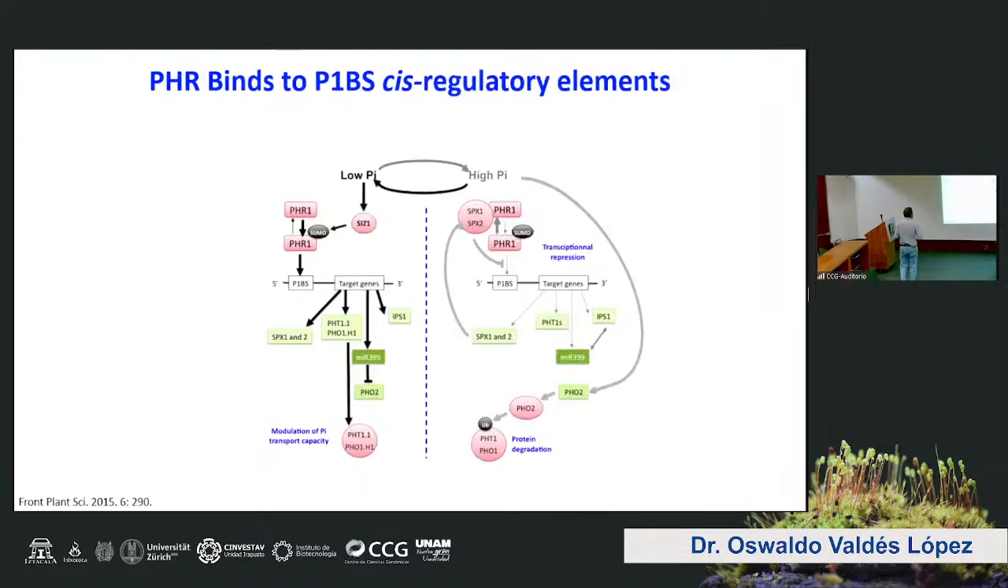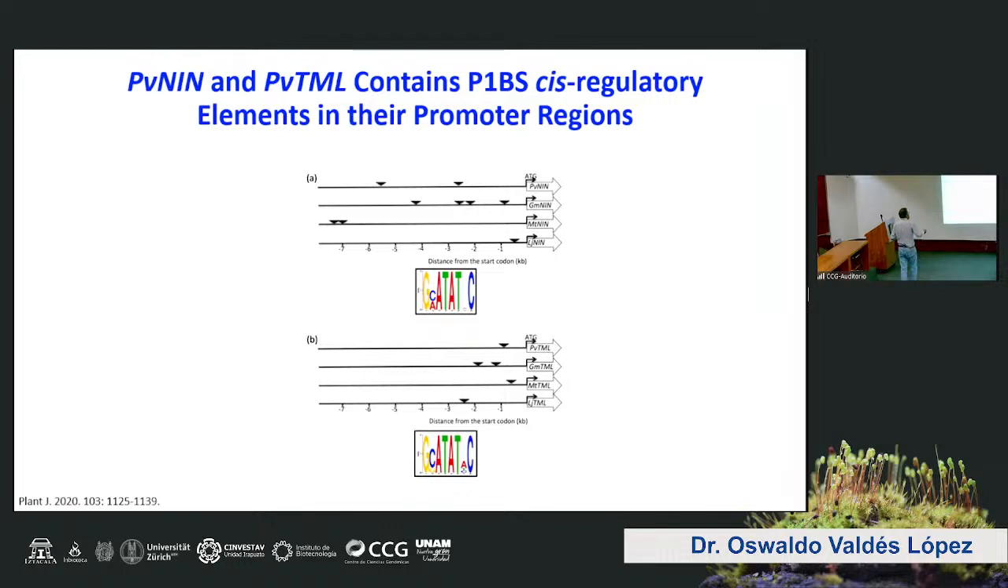So as I mentioned before, PHR binds to P1BS cis regulatory elements. And if we are observing that these symbiotic genes have a response to phosphate deficiency, we want to know if the cis regulatory elements P1BS are present or not in the promoter region. And very surprisingly, NIN in Phaseolus vulgaris has 2 P1BS regulatory elements. Soybean has 4. As you know, soybean has at least 4 copies of each gene because of the duplication events experienced by this legume. Medicago truncatula has 2 and Lotus has only 1.